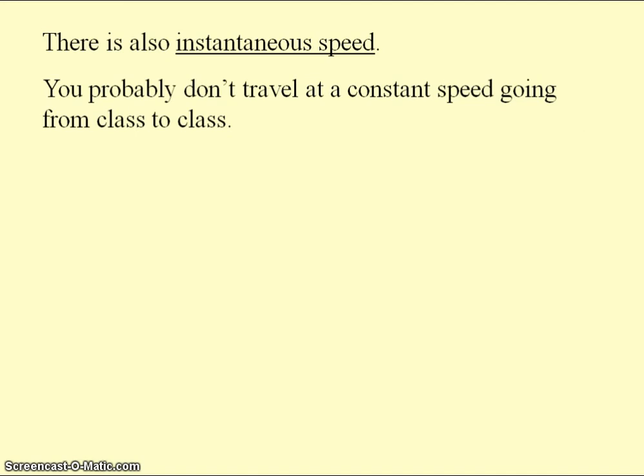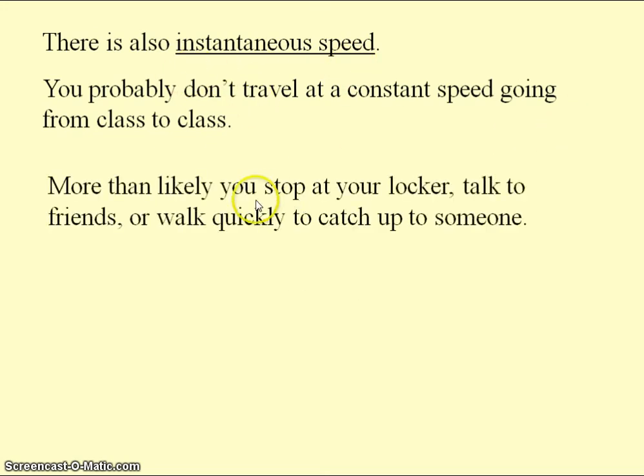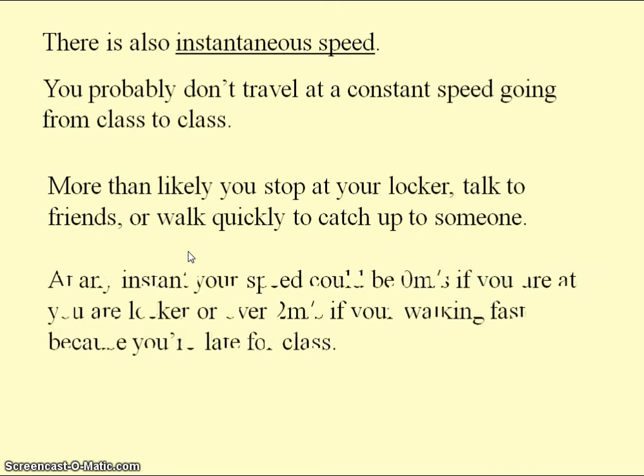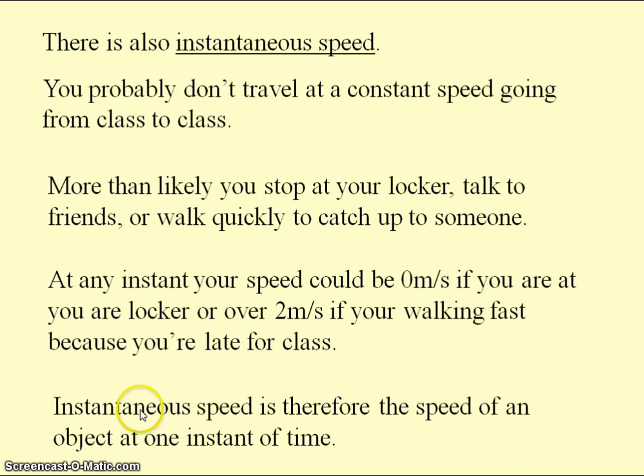Of course, you don't always go at the same speed from class to class, so we have a term called instantaneous speed. More than likely, you stop at your locker, talk to friends, or walk more quickly to catch up to someone or to get to class on time. At any one of those instances, your speed could be 0 meters per second if you're at your locker, or over 2 meters per second if you're walking fast because you're late for class. Instantaneous speed is therefore the speed of an object at one instant of time.